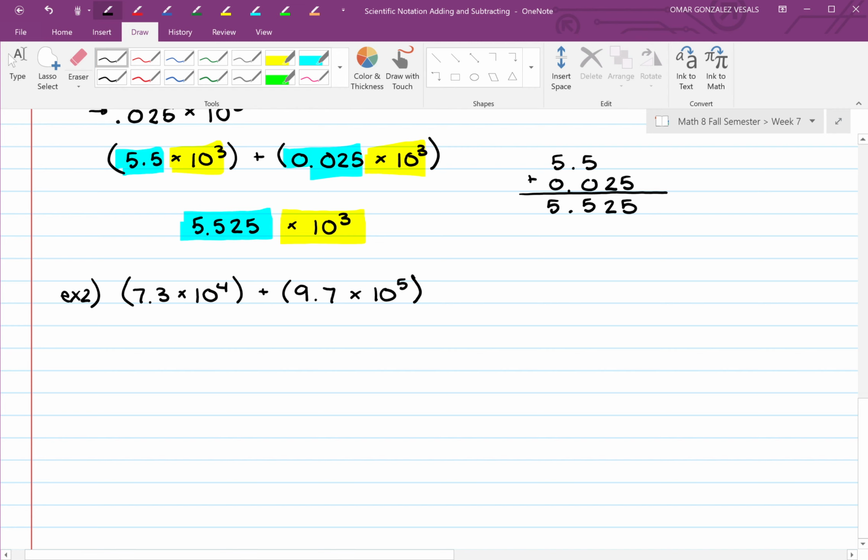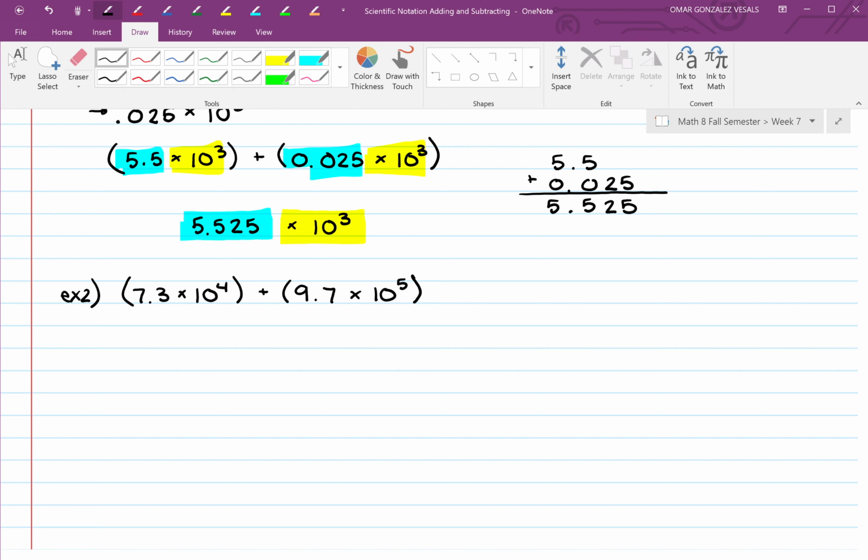So I don't have to do anything to this 9.7. I'm good with it. Remember, put it in this little box, put it away, because all the work is going to happen with this guy, right? We want to make this 10 to the what? 10 to the 5th. So the 7.3, we want to make it times 10 to the 5th, right?